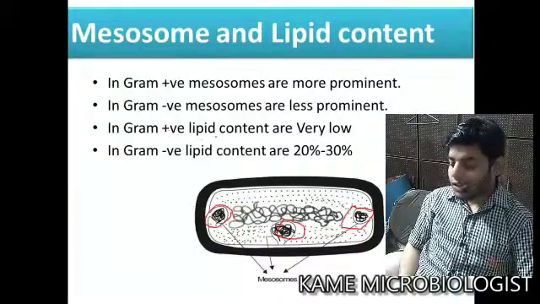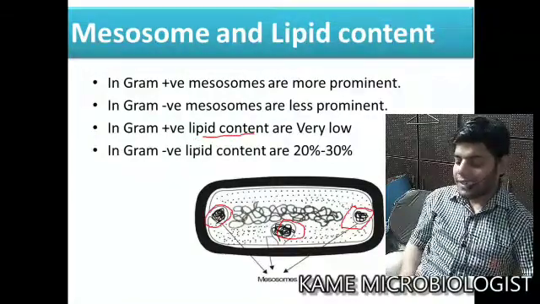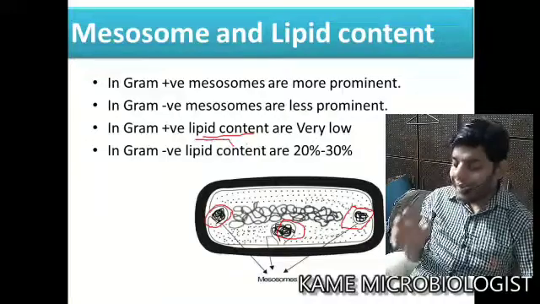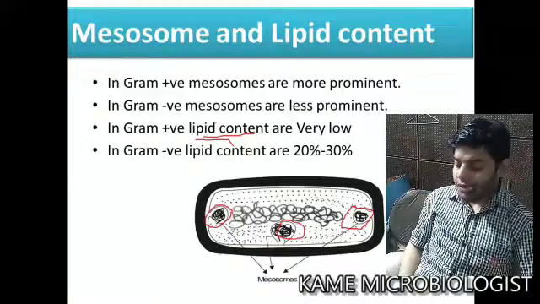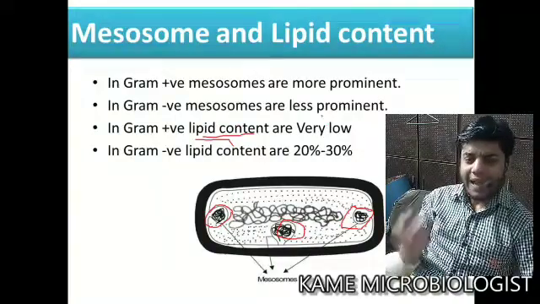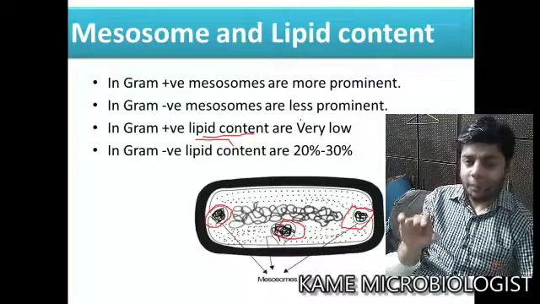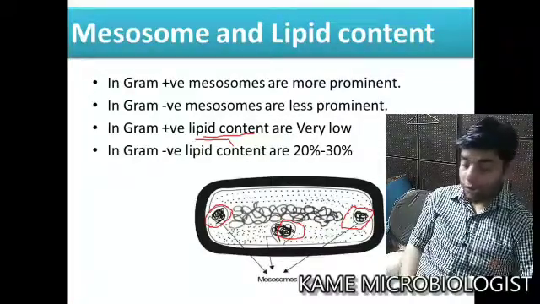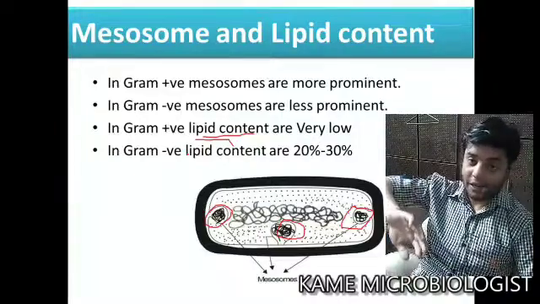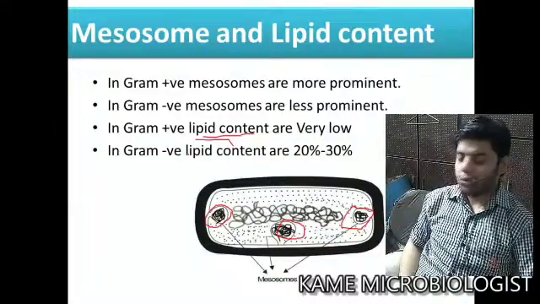Now, what is the function of the lipid content, which is less in this case? Lipid content is mainly responsible for cell wall and cell membrane formation. In gram-positive bacteria, there is only an inner cell membrane, so the lipid content is less. But in gram-negative bacteria, there is an inner membrane as well as an outer membrane, so the lipid content is 20 to 30%.